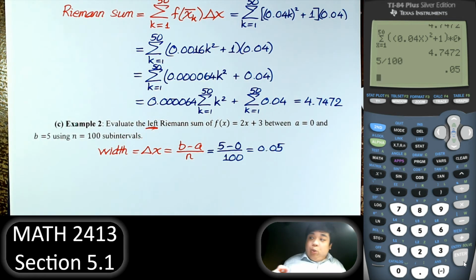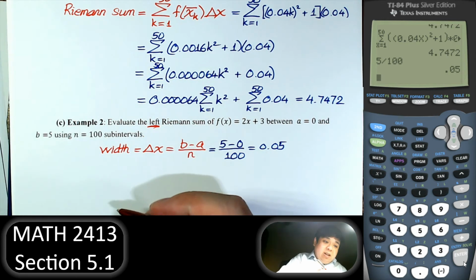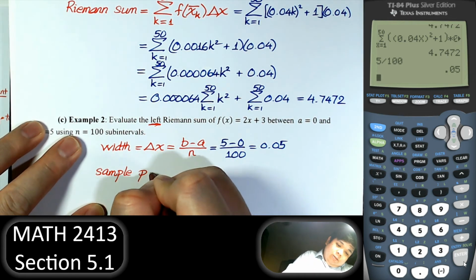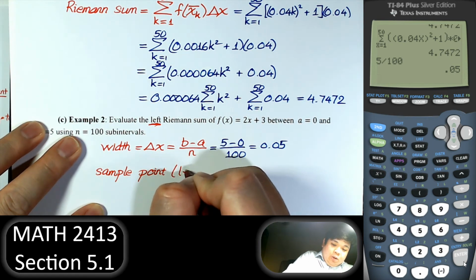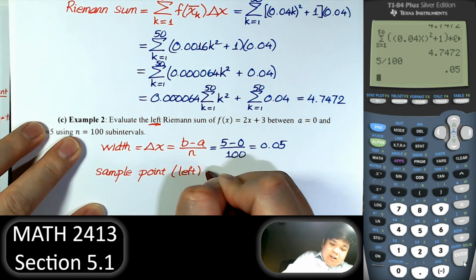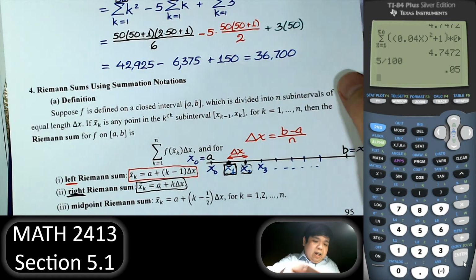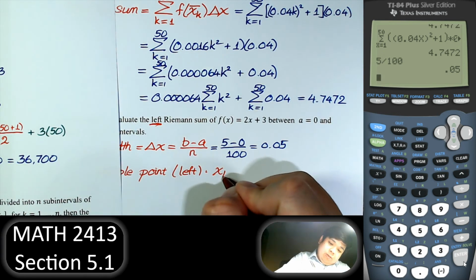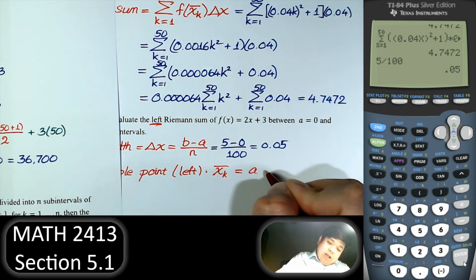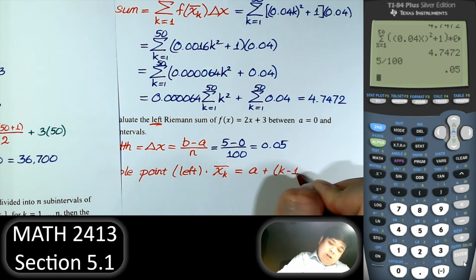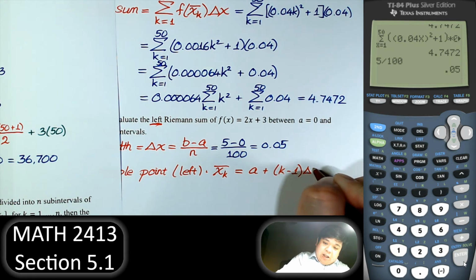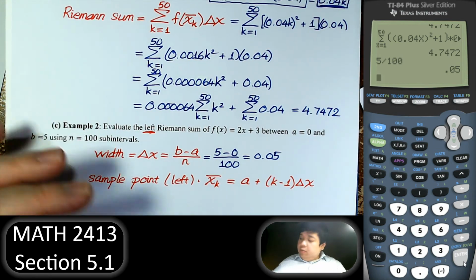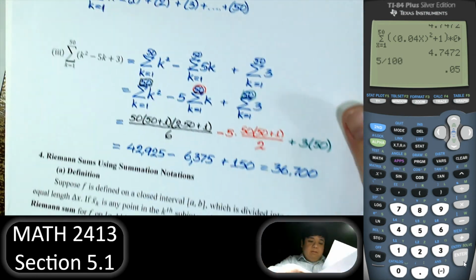Right, this is the left. So the sample point, if we use the left endpoint in that theorem, we're going to use this one, the sample point, is equal to a plus k minus 1 times delta x. Right, so that's what we have.